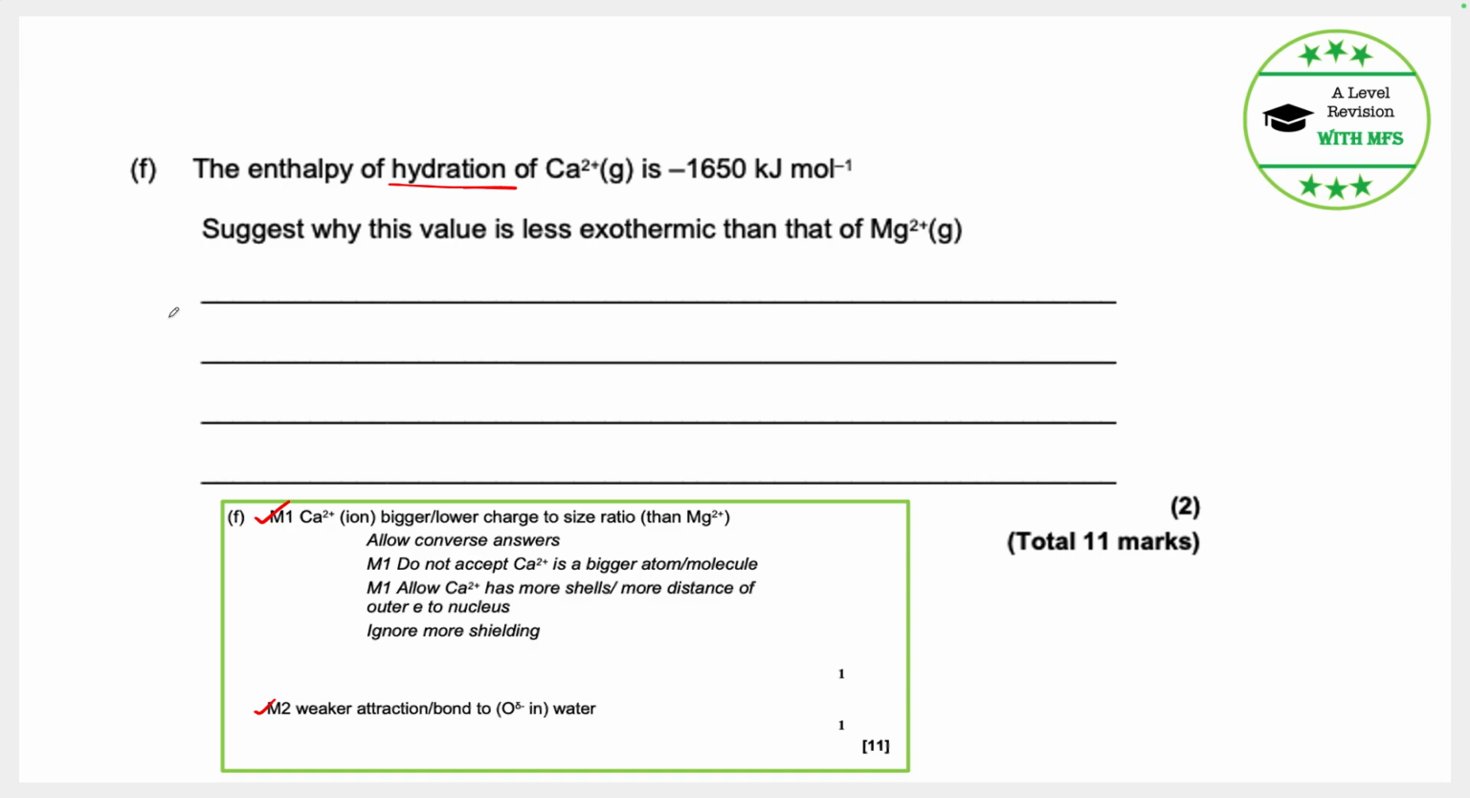So if calcium is bigger and has a lower charge to size ratio, then that means that it's going to form a weaker bond with oxygen in the water. Remember, calcium is positive, oxygen is delta negative. So that means the bond which is formed between calcium and water is going to be weaker because there is more shielding, calcium is bigger, therefore there's going to be a weaker attraction between the calcium and the oxygen.